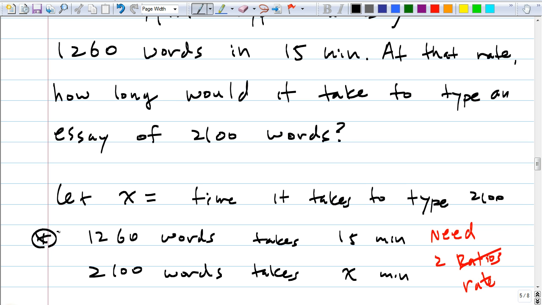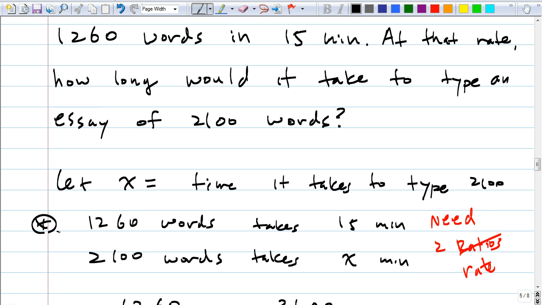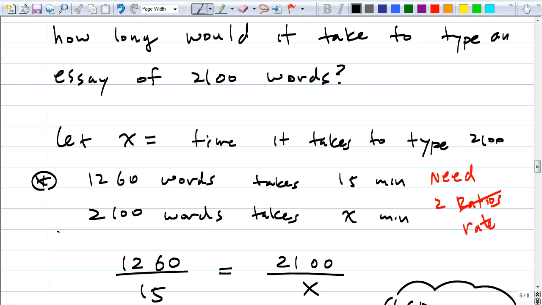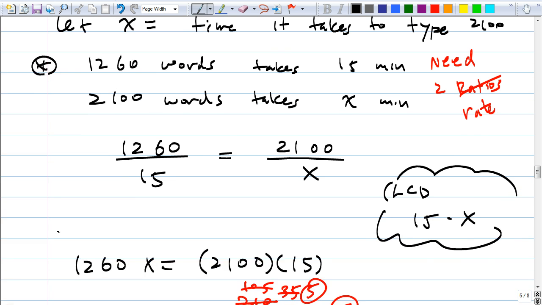Who could tell me the equation? Who haven't I called today? Judy, tell me the equation. 15 over x equals 1260 over 2100. You're exactly right. I just do it the other way. It doesn't matter, does it? And when you solve, I multiply both sides by the LCD, which is 15x.